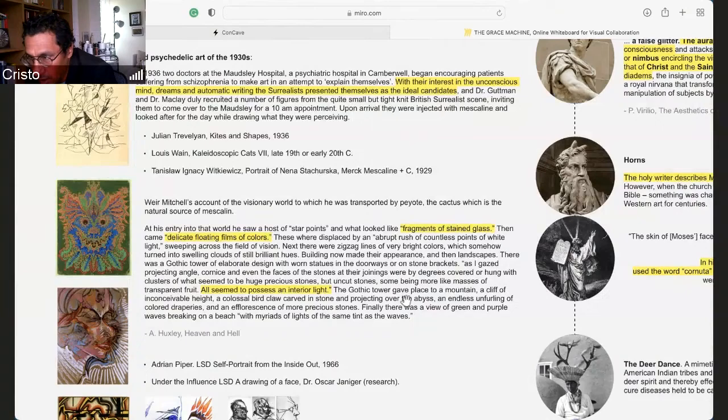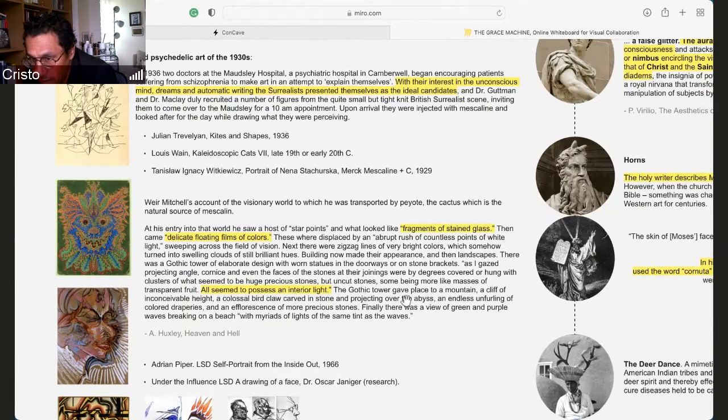which, in 1936, two doctors from a psychiatric hospital did these experiments encouraging patients suffering from schizophrenia to make art, and also some of the surrealist painters or artists got involved. So they produced this art.